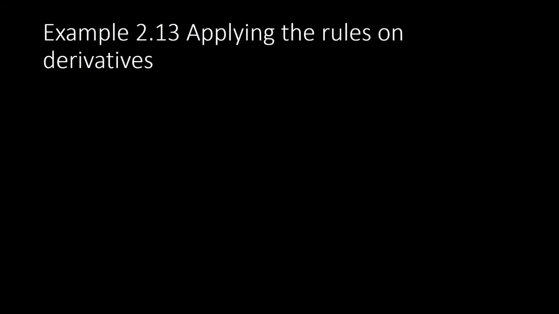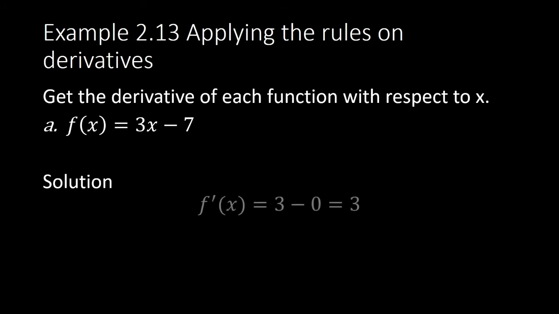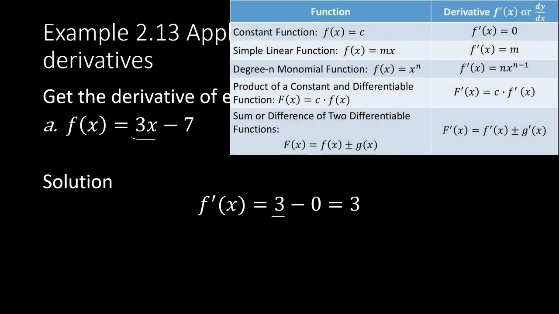Example 2.13, applying the rules on derivatives. Get the derivative of each function with respect to x. So let's say, for example, f of x is equal to 3x minus 7. This one is a difference of two functions. One is constant and the other is a simple linear function. And so the derivative of 7, a constant function, is just 0. The derivative of 3 times x with respect to x is equal to 3. And so f prime of x is equal to 3 minus 0, which is equal to 3. This is just the result of your sum or difference of two differentiable functions.